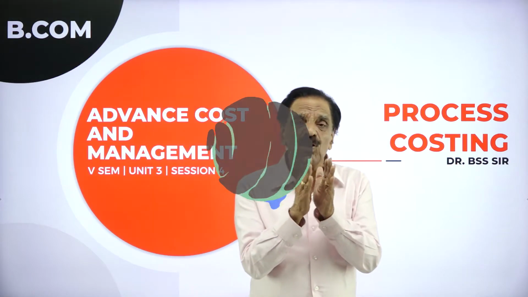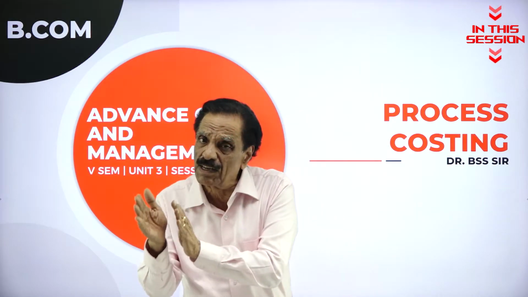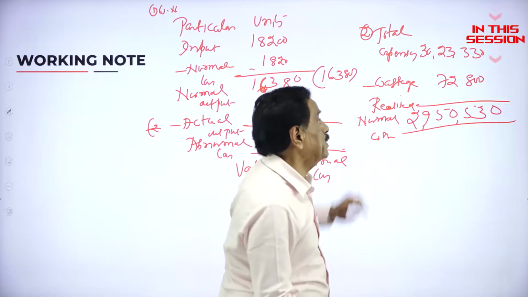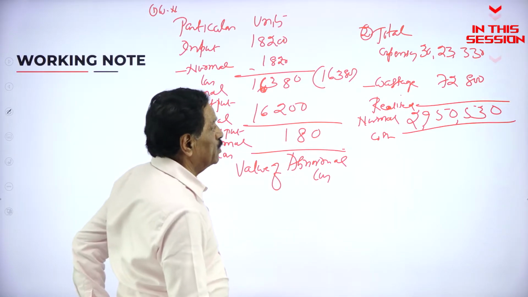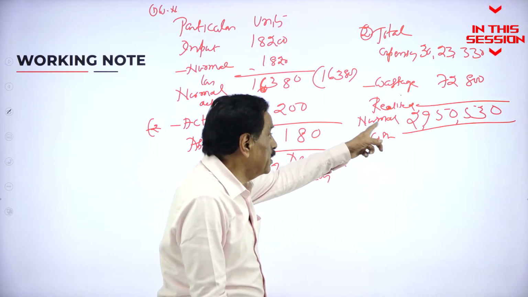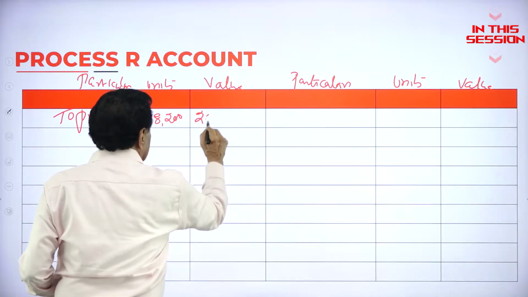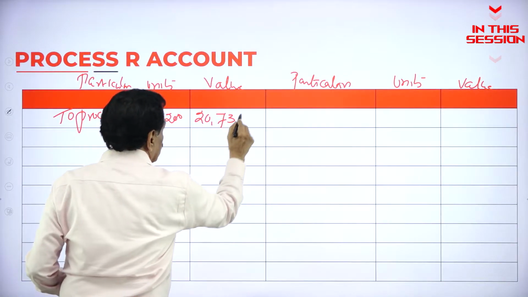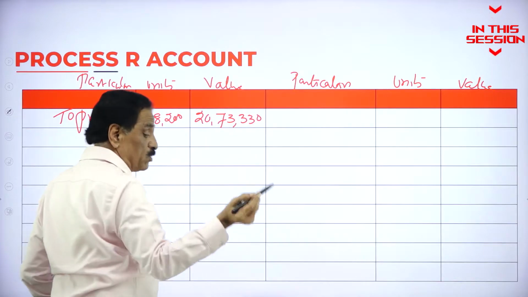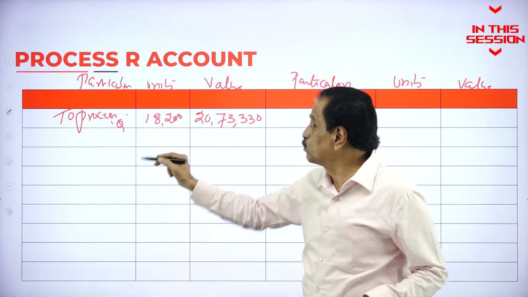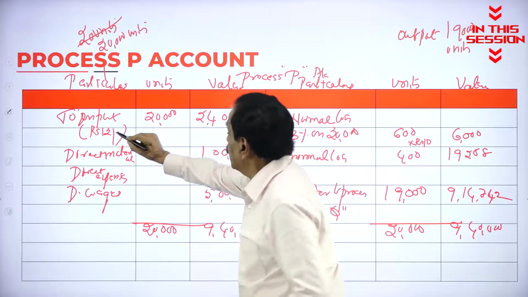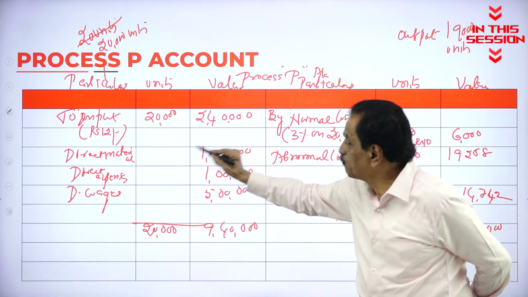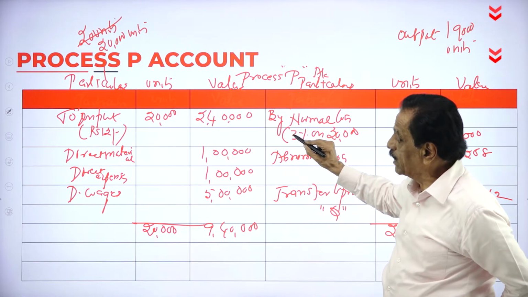There are two losses. One is called normal loss, the other is called abnormal loss. Your total expense is 30 lakh 23,330 minus wastage realized 30 lakh 73,330. This is transferred from the last process. The output has become the input. Your input is 20,000 units, per unit 12 rupees, 2,40,000.